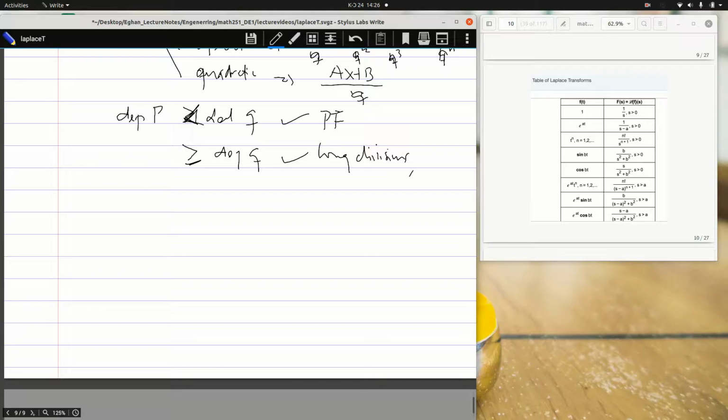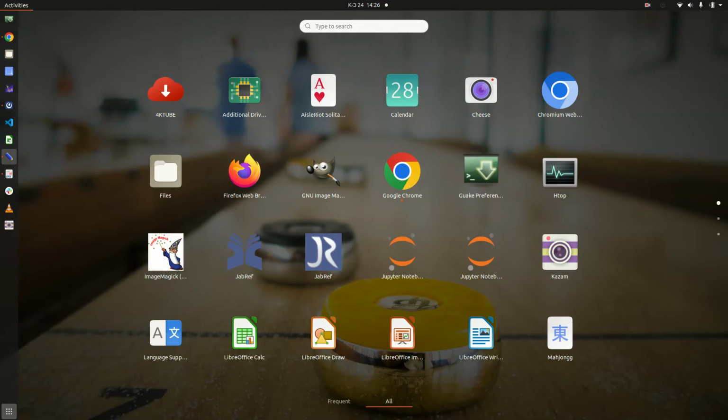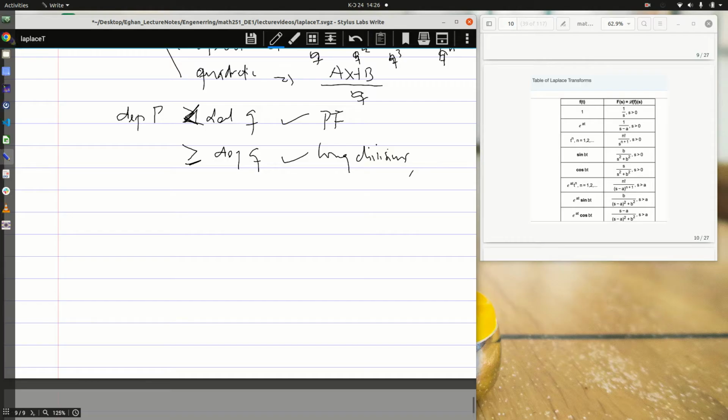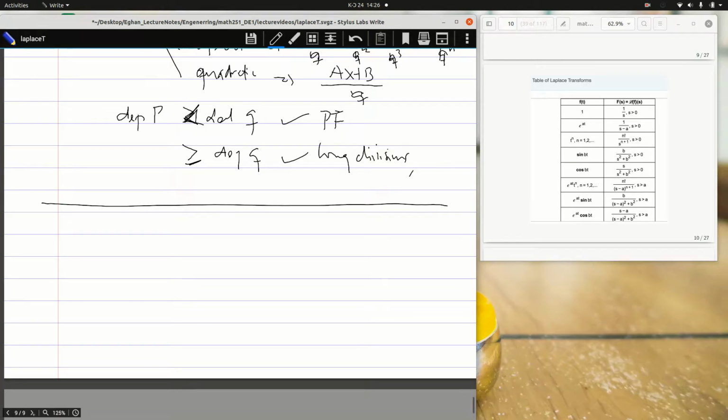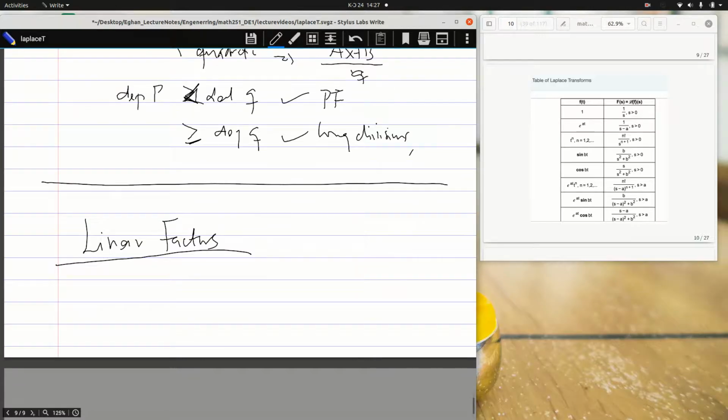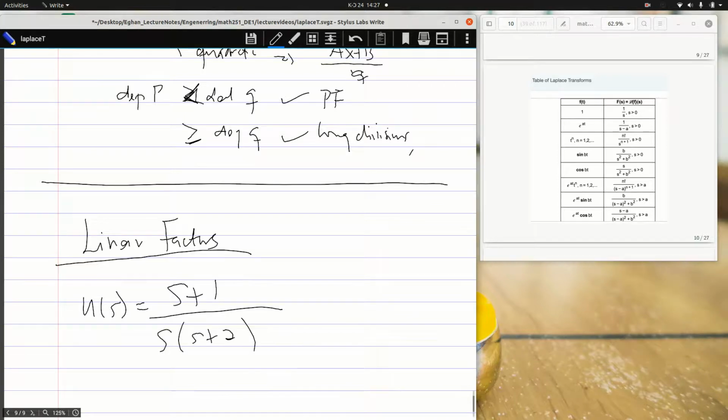So let me take the first one. Let me take an example on linear factors. Assuming I have a function in the frequency domain given as s plus 1 all over this. Now the degree here is 1. The highest order is 1. The degree here, if I should expand this, you realize the degree here is 2. Now 1 is less than 2, so I can go ahead and use the partial fractions.